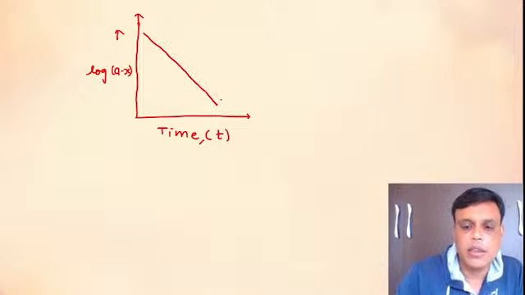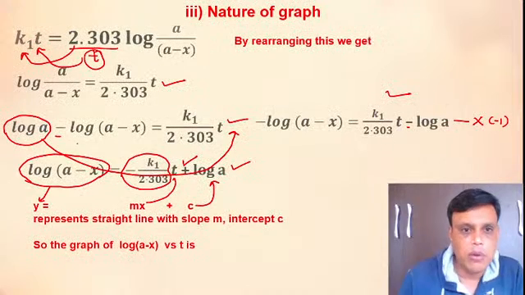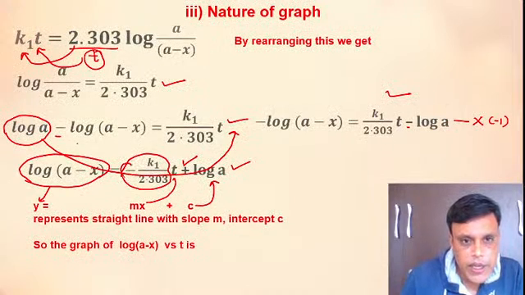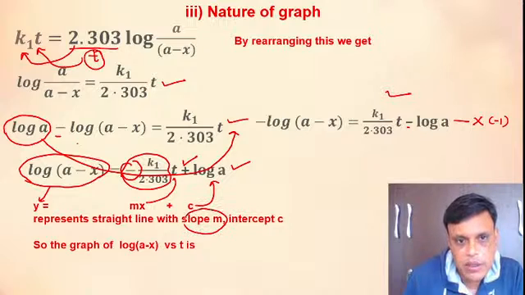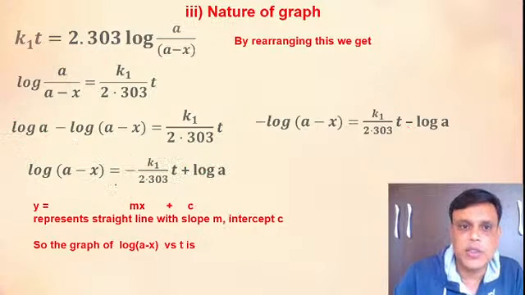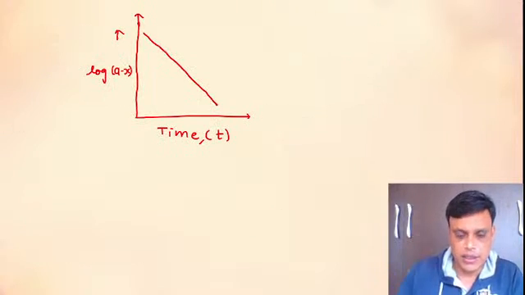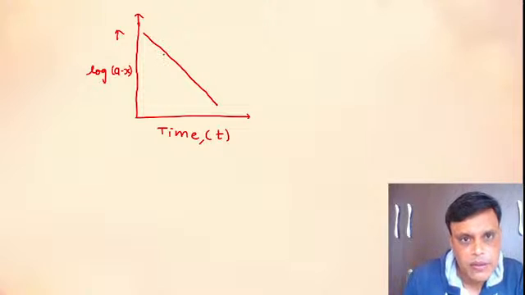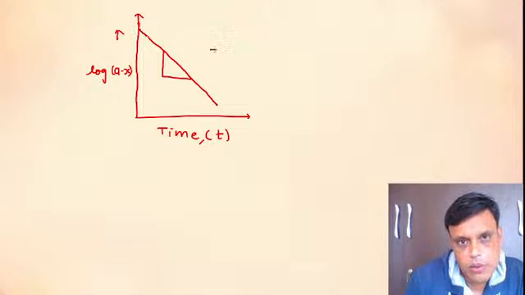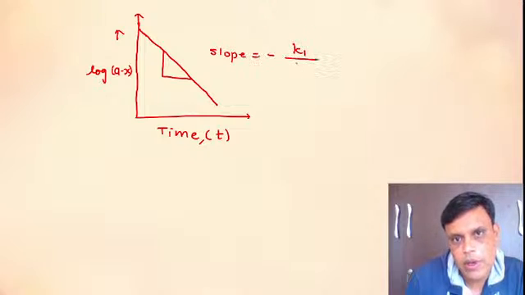Now here हम लोगों ने देखा, here slope is negative. ठीक है? Slope m is what? m is your slope. So slope is negative. Negative means the nature of the line is like this. So here you will get the slope, and this slope is equal to negative k1 upon 2.303. This is your slope.